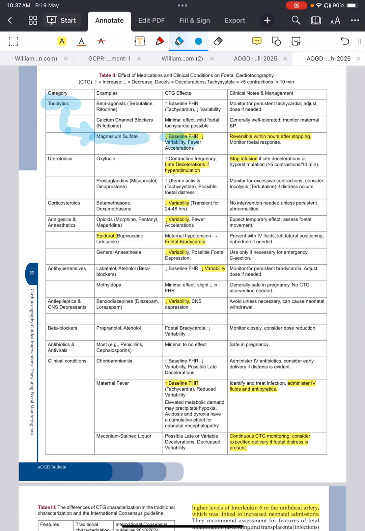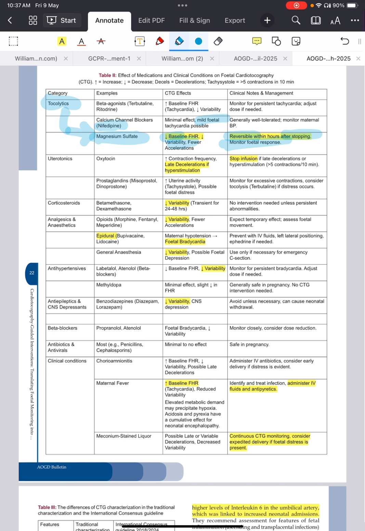This should be avoided because magnesium sulfate is causing the CTG effect. Within 1 hour after stopping the magnesium sulfate, it will be reversible. We should monitor the fetal response. Even then, if it is not recovering, then go for cesarean section. Some people also use nifedipine as a tocolytic, in which mild fetal tachycardia can be seen. You should monitor the mother that way.